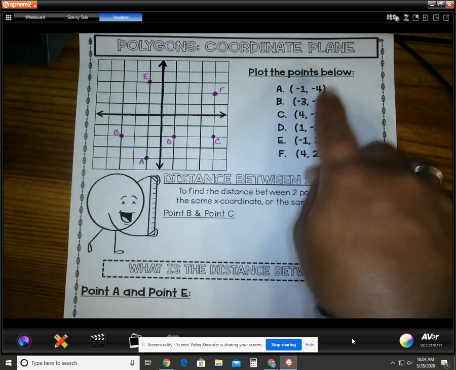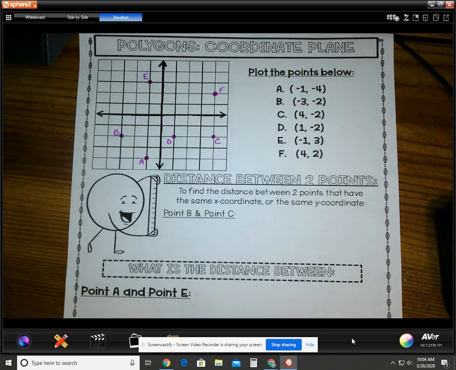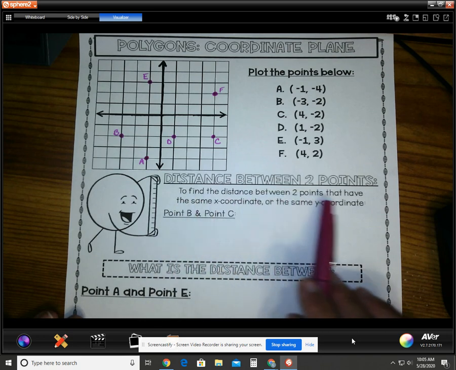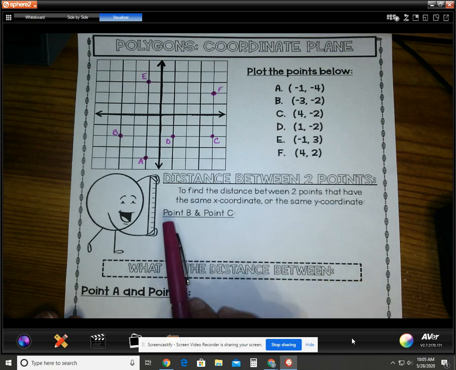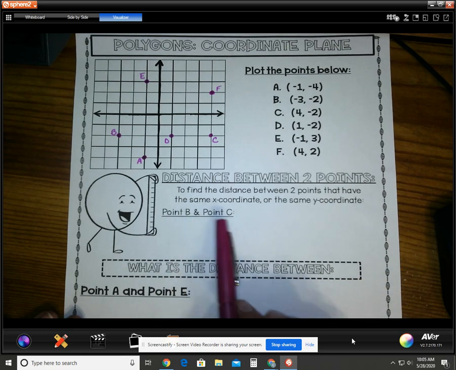And they asked us to plot the points, which you can see I've already done here. Today's lesson focuses on finding distance between 2 points. So it's easy when we have a coordinate plane because really we can just count, right? So they're saying to find the distance between 2 points that have the same x or same y coordinate. So they're asking us to look at point B and point C.